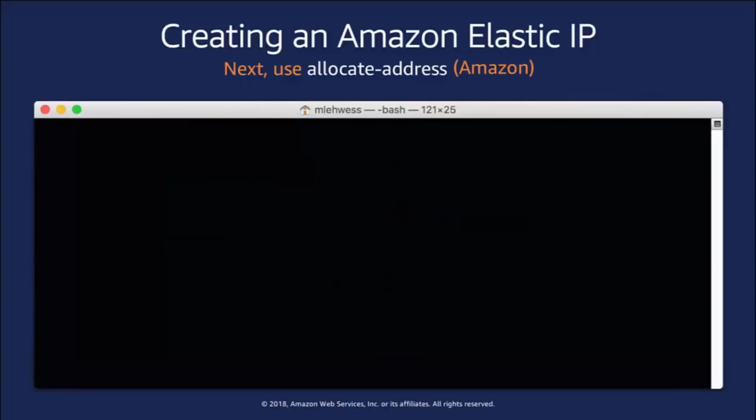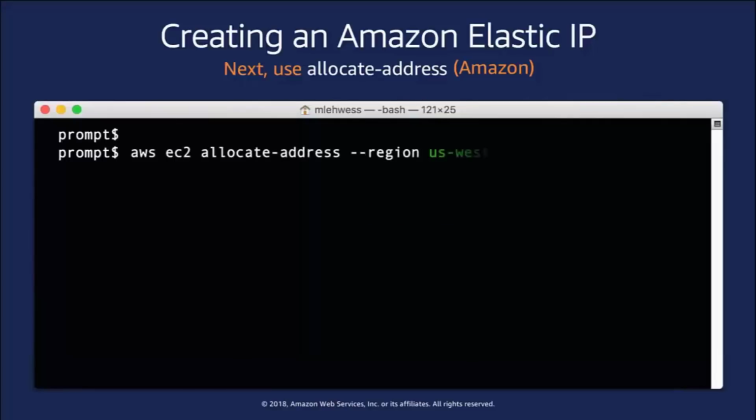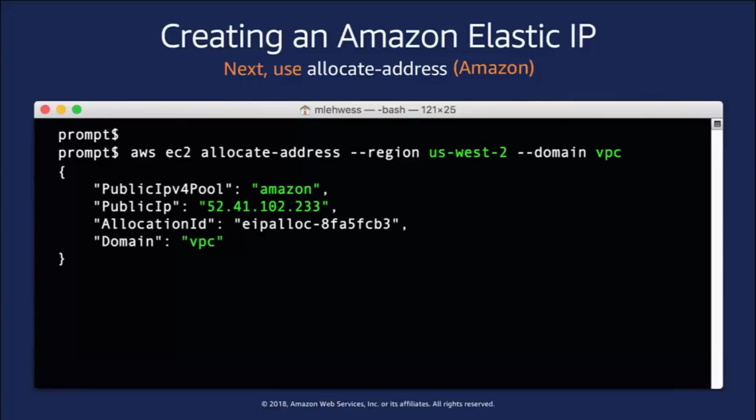Now, if we wanted to allocate an address that wasn't in the IP pool or the bring your own IP pool that we've created earlier, you can just use the standard allocate address, the region, the domain, and we will respond with, in this case, we've chosen a 52.41.102.233, which is out of Amazon's range. So we've actually just, in this case, allocated a standard Amazon Elastic IP.